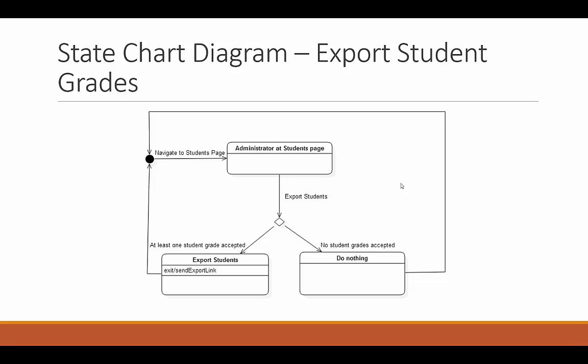Here's a state chart diagram for one of the use cases we described earlier, export student grades. The administrator navigates to the student page, after which he clicks the Export Students Grades button. Afterwards, if no student grades have been accepted, that is, the list is empty, we do nothing and return to the initial state that the administrator landed on. If at least one student grade has been accepted, then we export students and we send an export link to the administrator, after which he is also returned to his initial state.